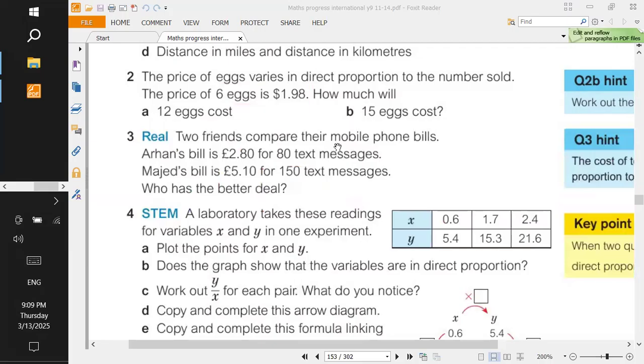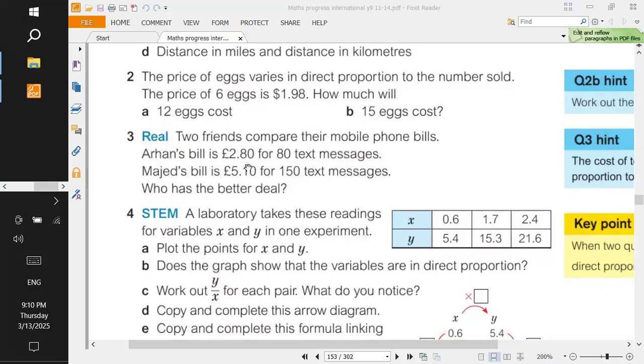Question three has the same idea. You have text messages, so 80 text messages, and this is the cost of 80 text messages. Here we have 150 text messages, and this is the cost of 150 text messages. Now the question is, who has the better deal? Basically, you're supposed to find how much money one text message costs, and by that you will know which one has a better deal.